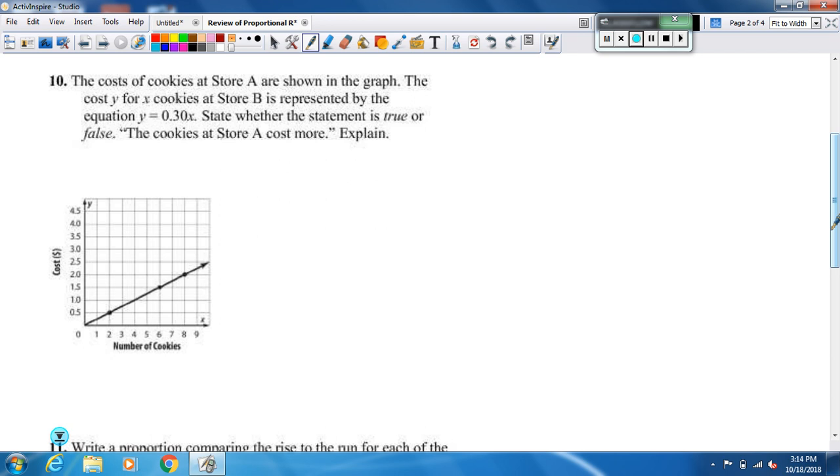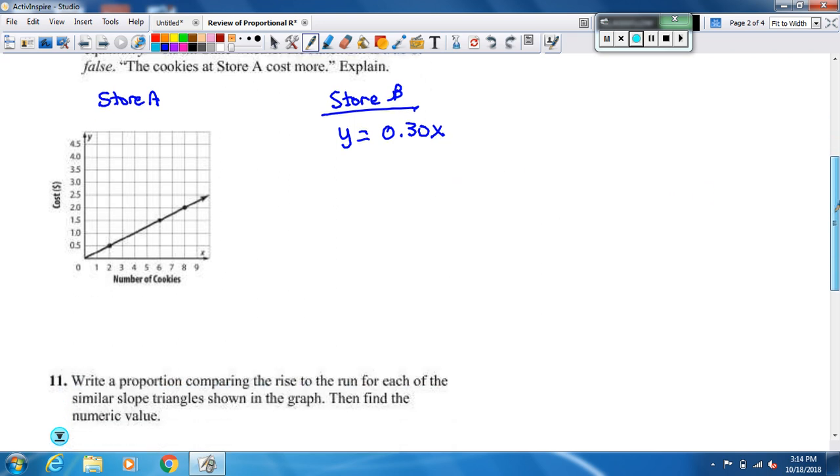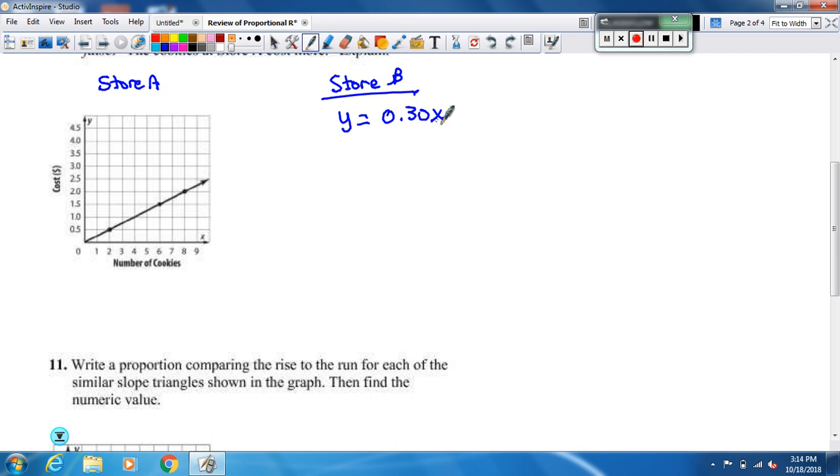The cost of cookies at store A are shown in the graph. This is store A. The cost Y for X cookies at store B is represented by the equation. So store B, they give you an equation. Y equals 0.30X. Say whether the statement is true or false. The cookies at store A cost more. Well, because this is stuck to X, the 30 cents is stuck to X, that means each cookie. Because that's what sticking a number to a letter means, the word each. So this is 30 cents for a cookie.